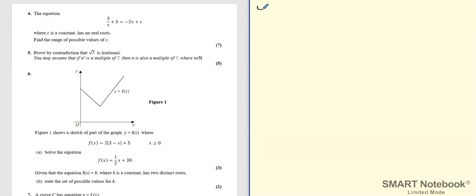Right, let's have a look at number 4 here. So we have been given an equation for some curve. 3 over x plus 5 equals minus 2x plus c, where c is a constant, has no real roots. The equation has no real roots. The key thing I'd underline here in this question is no real roots. That should trigger in your mind something that you have learned when you were learning quadratics.